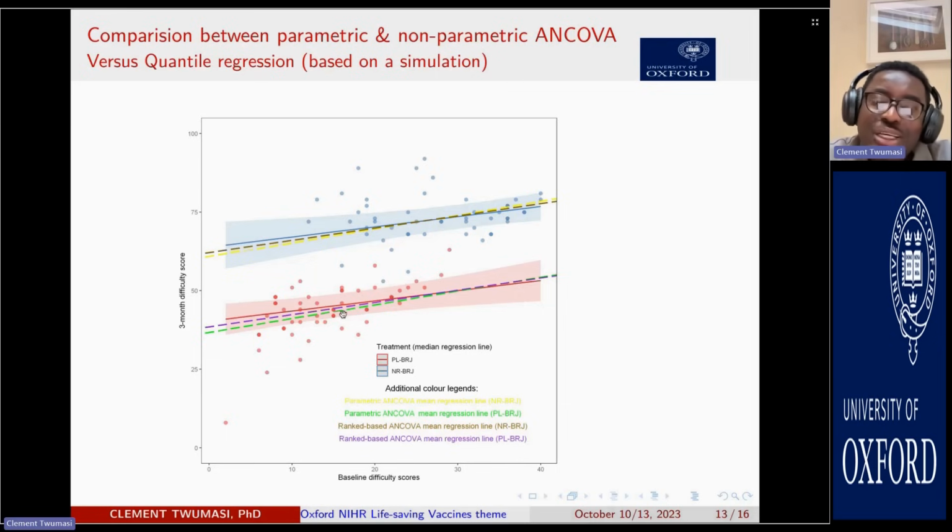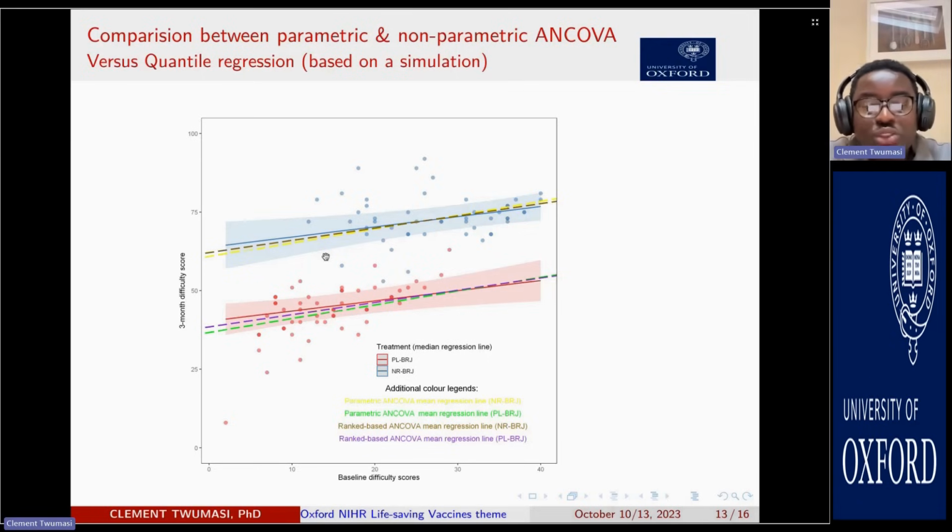And you can see there's not much variation, but somehow the rank-based ANCOVA mediates the output between the quantile regression and the parametric. So if you look at the rank-based ANCOVA in this upper case, you realize that it is centered between the two. So that implies it's relatively more robust if you think about it.